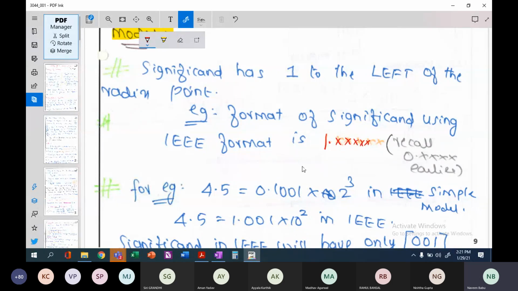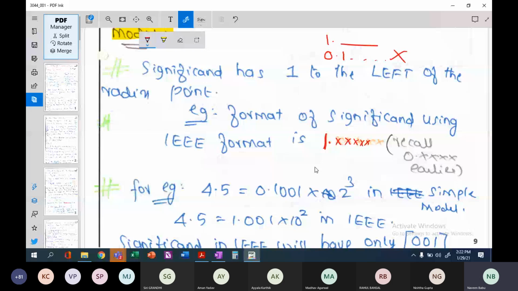Whereas in our simple model, how did we represent? First, we represented as 1 point something. Then later on, in the revised model, we represented as 0.1 and then something. So IEEE ignored these, and said that in the IEEE standard format, you must represent your number as 1 dot something.